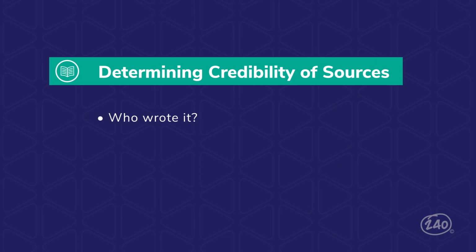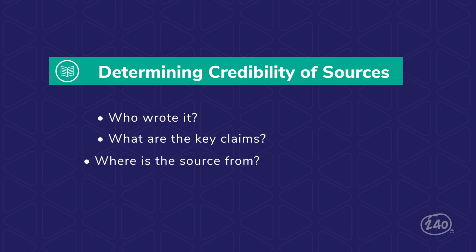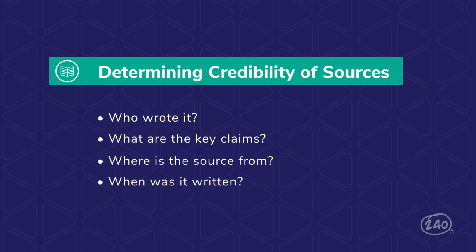To determine whether or not a source is credible, ask yourself, who, what, where, and when? Who wrote it? Determine whether or not the author has a known agenda or bias. What are the key claims? Make sure there's evidence provided to support them. Where was the source published? Credible sources are typically from well-known, reputable publications, like news sites you recognize. When was it written? The information could potentially be outdated by more current research.